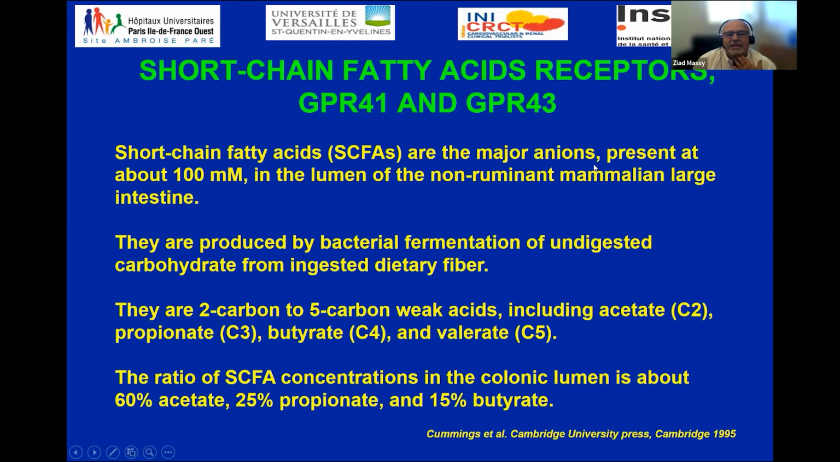Short chain fatty acids are the major anions, present at 100 millimolar in the intestine. They are produced by bacterial fermentation of undigested carbohydrate. There are four molecules: C2 acetate, C3 propionate, C4 butyrate, and C5 valerate. And the concentration in the colonic lumen is 16% acetate, 25% propionate, and 15% butyrate.